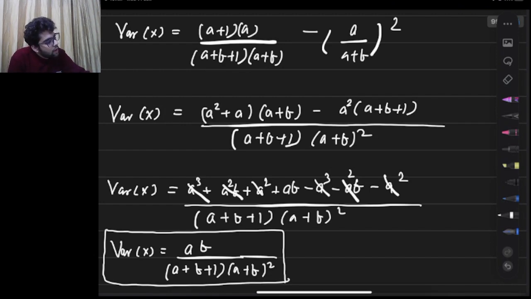So yes, our expected value is right, our x square is also right. So ab upon a plus b whole square, a plus b plus 1. Yes, so our variance is also correct.